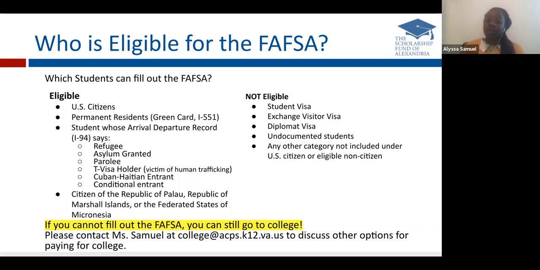Students who are not eligible to complete the FAFSA electronically include students who are in the States on a student visa, on an exchange visitor visa, a diplomat visa, or students who are undocumented, or students who are also on any category that is not listed on the categories to the left. Now, just because you cannot complete the FAFSA electronically does not mean that you cannot receive aid. If you are in one of these categories, please reach out to the Scholarship Fund of Alexandria so we can counsel you on ways that you can finance your college education.